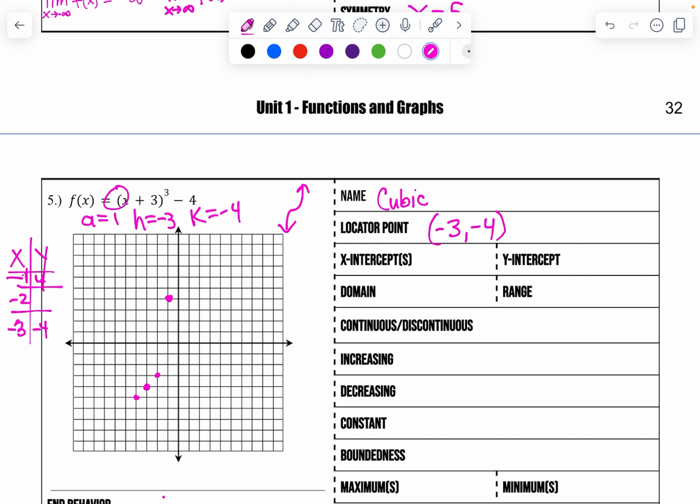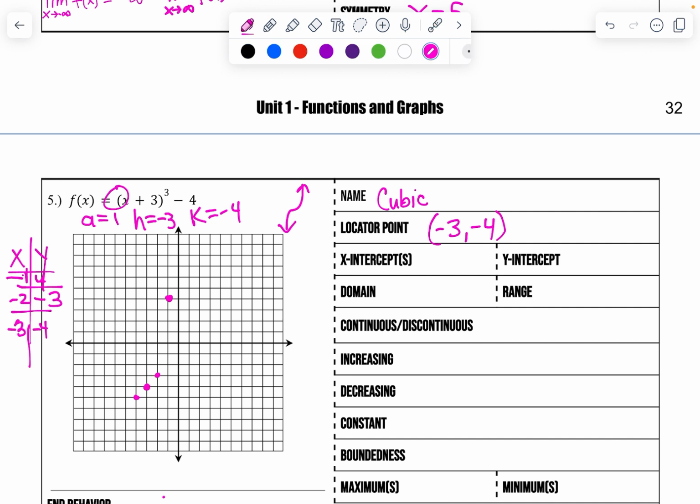If we plug in negative 2, plus 3 is 1. Cubed is 1. Take away 4 is negative 3. Sorry, I did that backward, and so that's why we're seeing it right there at negative 2, negative 3. Again, negative 3 plus 3 would be 0. 0 cubed is 0, minus 4. It gives us that negative 4.